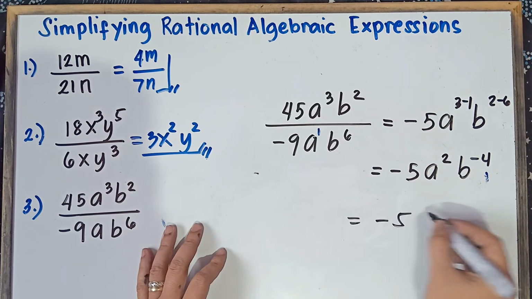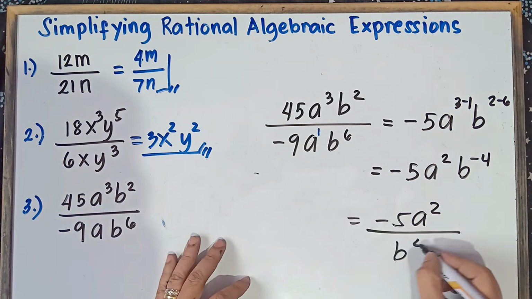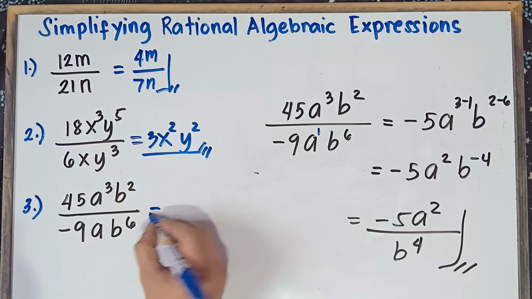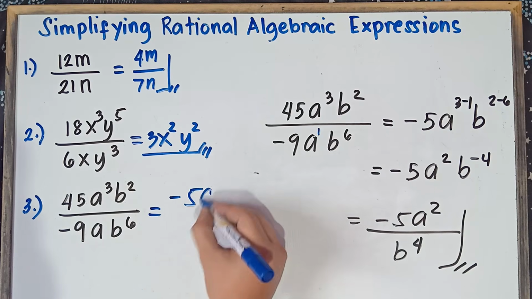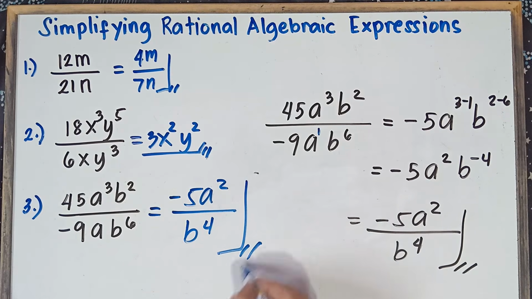We have negative 5a squared. Put this one on the denominator. That would be b raised to the power of 4. All set. That's the answer, class, with regards to example number 3. So, our answer, we have negative 5a squared over b raised to the power of 4. All set, class.